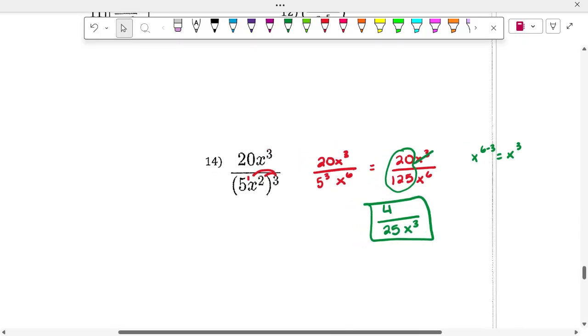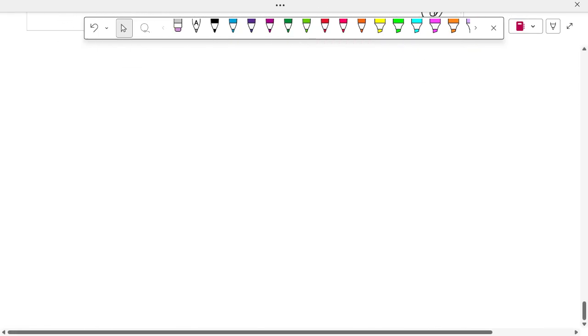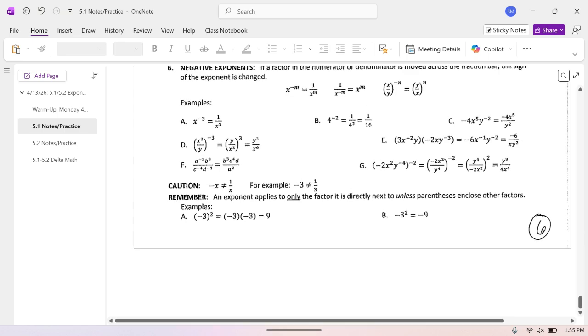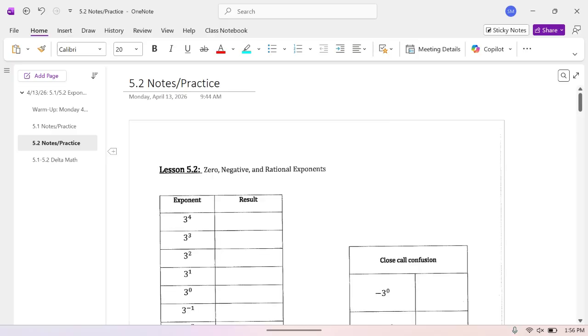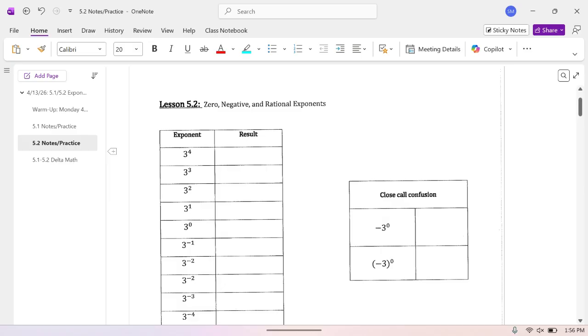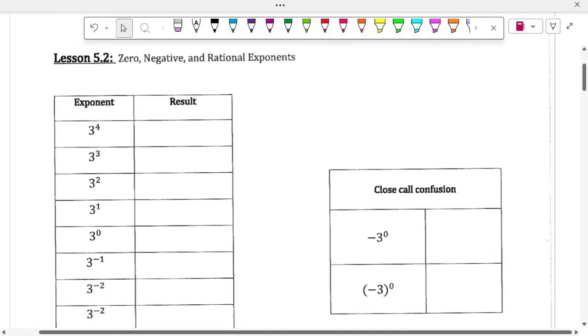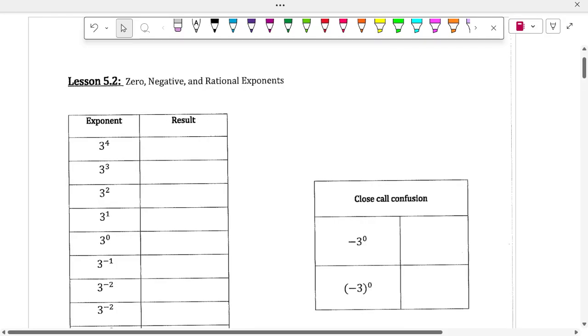How are you guys feeling on these rules? Not too bad? All right. Go to page, so that's 5.1. We're going to scooch on into 5.2. So, go to page 7. It's just more rules. Might as well knock them out now.